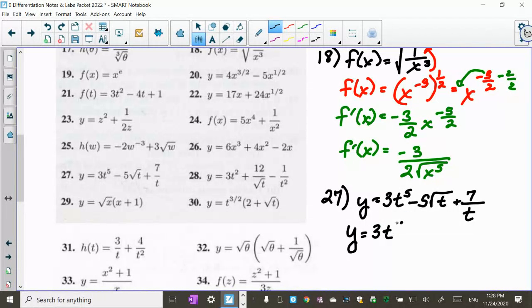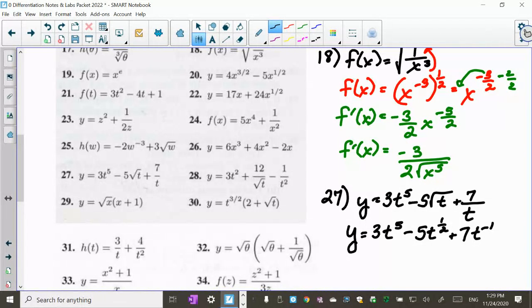So I have 3t to the 5th, and the second term I'm going to write as an equivalent expression: 5t to the half. And then I have 7 over t, and I know I can bring that up and make that a negative. So I'm going to write this as, making sure I wrote this right, yep, 7t to the negative 1.